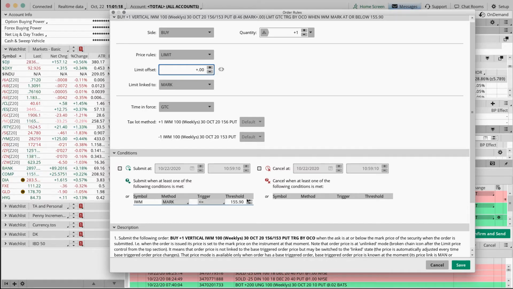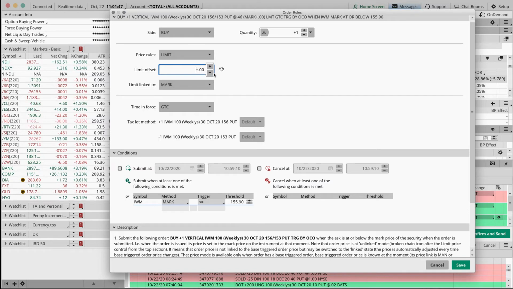So how we're going to use this is basically by setting it up to mark against the limit. You're saying if IWM is ever below 155.90, find the mid price or the mark price of this bullish put spread and enter a limit order to close at the mid price. Now, that has a high probability of getting filled because we're right at the mid price. We're not at the market price. But if the mid price is really close to the market price, then you're going to get filled.